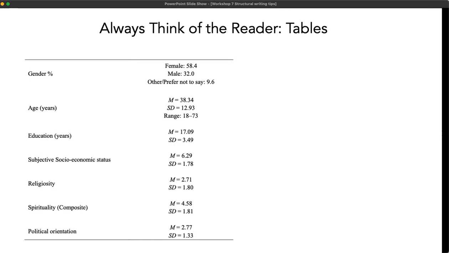Okay. This section of the talk, I want to ask for some of your input actually. And this one is always think of the reader, tables edition. Can I have any comments on what you think about this table or what could be improved? Do you find it easy to read?